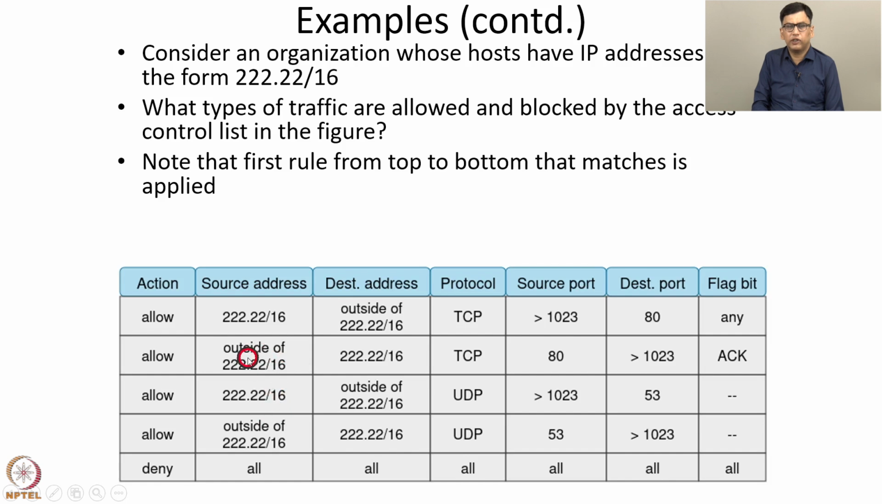This says that if the source address is from outside the network and the destination address is from inside the network, if it's a TCP packet and the source port is 80, that is HTTP, and the destination port is greater than 1023, and the flag bit ACK is 1, then the packet should be allowed, and so on and so forth. The third and fourth rows are for DNS, and the first two rows are for HTTP. So let's understand what types of traffic are allowed and blocked by this access control list.